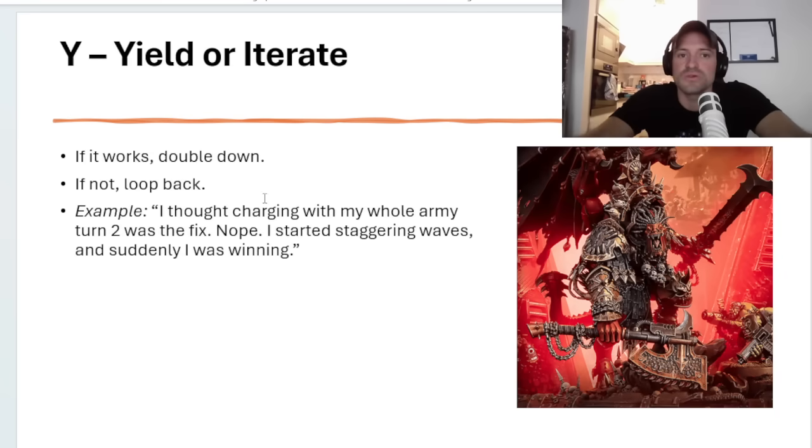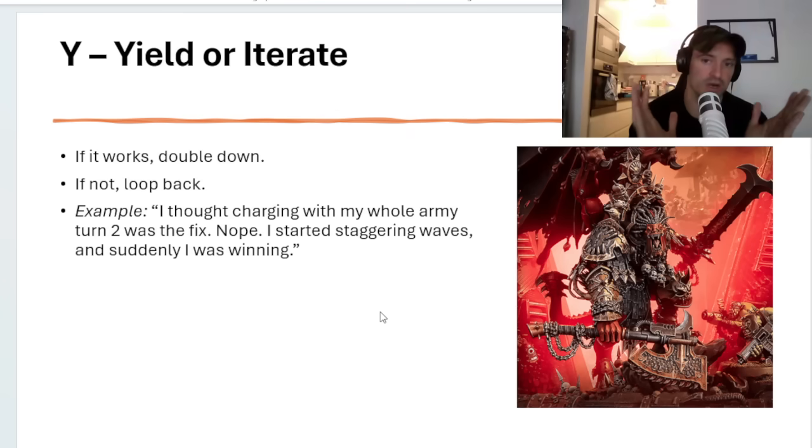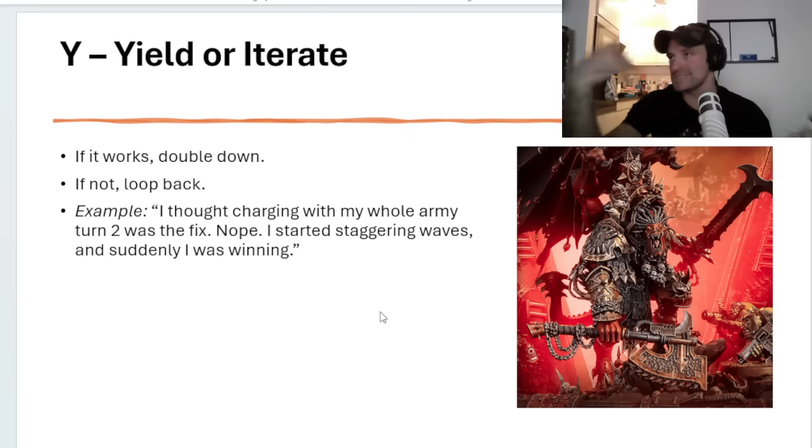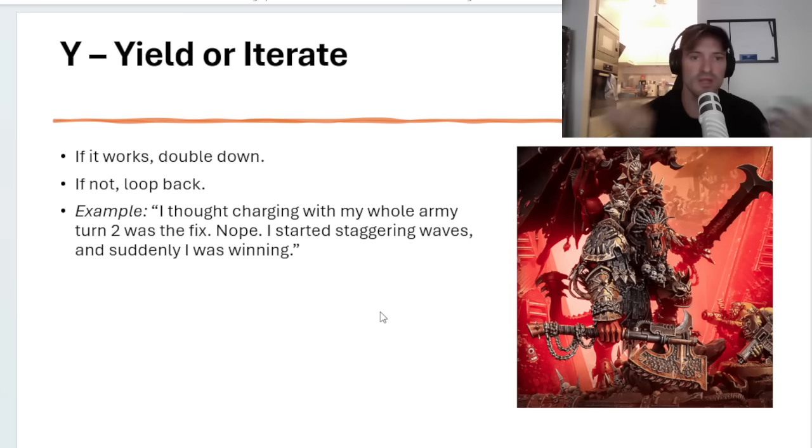Then you go to use or iterate. So listen, if the idea worked in your test games, double down. Go even harder into it. And if it didn't work, just loop back, try the next possible solution. So I thought charging with my whole army in turn 2 was the fix. Nope. So what you're going to do is start staggering waves of units just to deny primaries and things, and suddenly you start winning. So this is how you're actually going to figure out what your solutions are going to be. So this is the clarity, right?